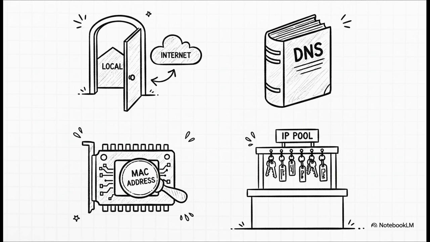DNS is the internet's phone book. It resolves human-readable names to computer-readable IPs. The MAC address is the permanent physical hardware address actually stamped right onto your network card. And the scope, or pool, is simply the total range of IP addresses the server is allowed to give out. The total number of hotel rooms available.